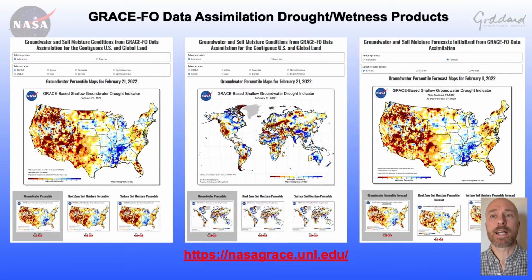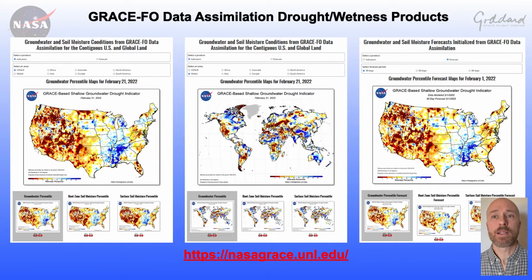Again, these are percentiles relative to the long-term climatology, where reds mean drier than normal at the particular location and time of year, blue means wetter than normal. And these are available weekly, within a week of real time. They're actually also one of the inputs to the US Drought Monitor. The US Drought Monitor authors use them as one of the products that they look at when drawing their maps.